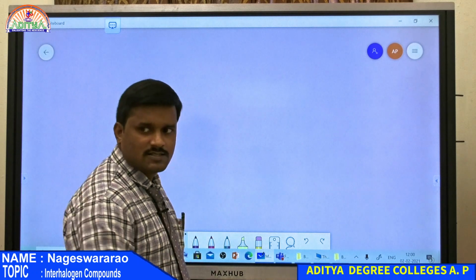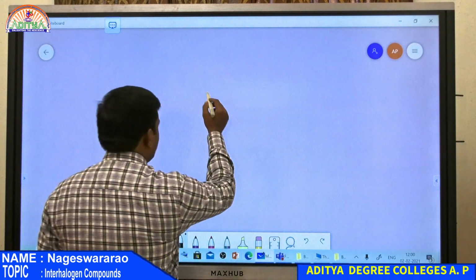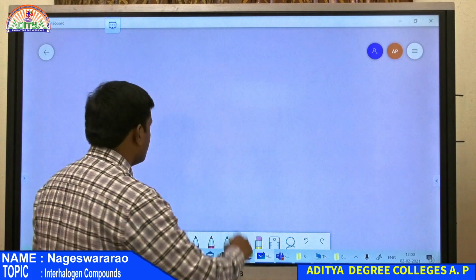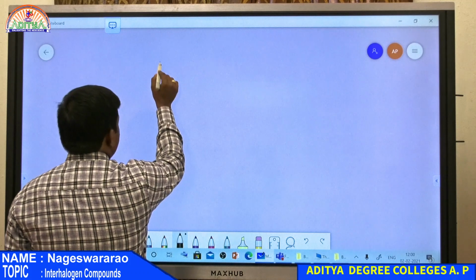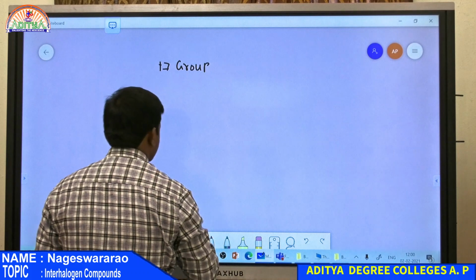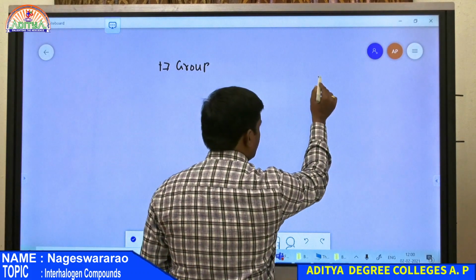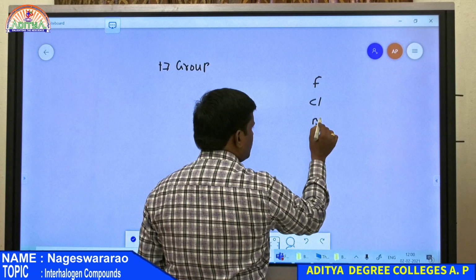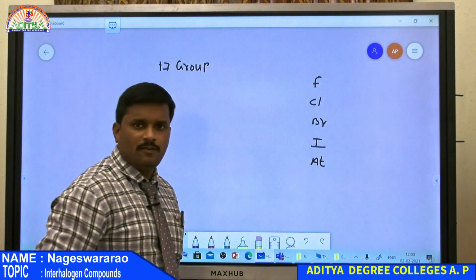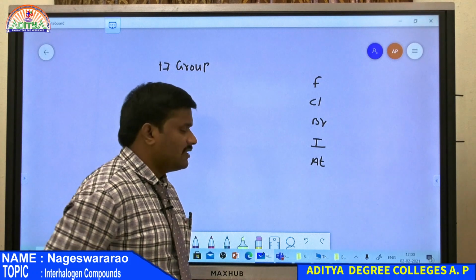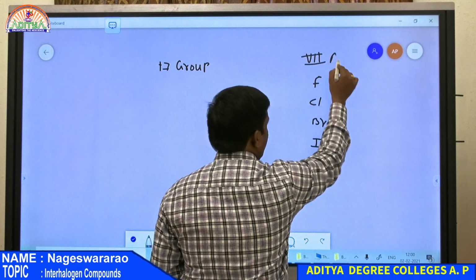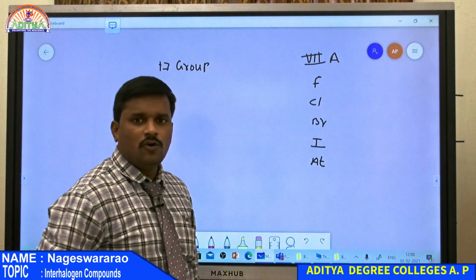In our last class we completed the compounds of 17th group and also the elements of 17th group. So what are the elements present in 17th group or 7th A group? These are fluorine, chlorine, bromine, iodine and astatine. These are the 5 elements present in 17th group, or simply 7th A group, that is the halogen family, or simply the fluorine family.